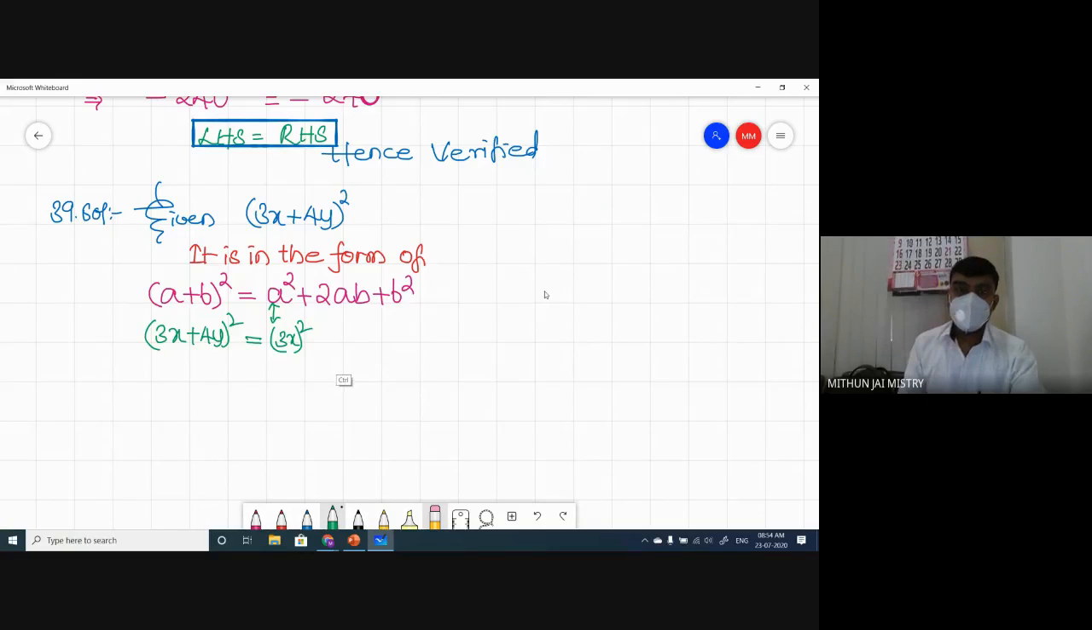Next we have plus 2 into a. Again we got a here, so what will we write? 3x, because a should be written as 3x and b should be written as 4y. Now b, we got into 4y, plus again b, 4y square. Is it correct? Is it correct? 4y square. Yes, sir.